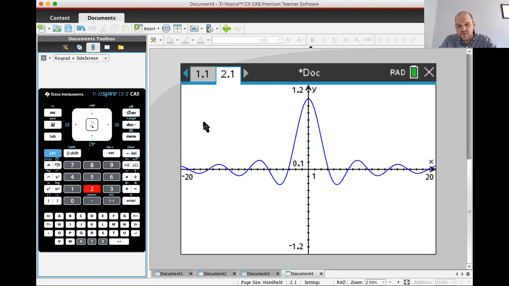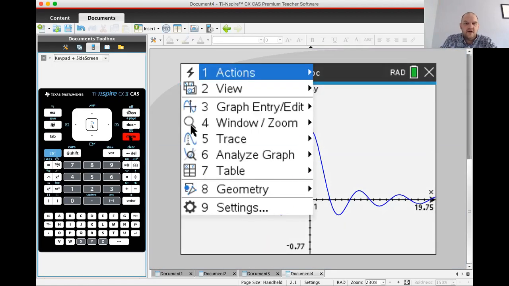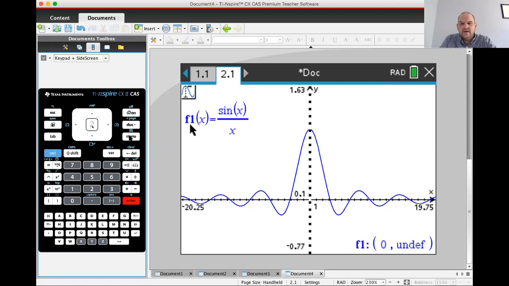But the question here is, what is this limit? You can see it's definitely just going to be 1. But I'm going to trace. So menu 5, enter. Look at that. At 0, it's undefined. Well, what about at 0.01? At 0.01, it's super close to 1. 0.001. It claims to be 1. It is not 1, but it is so close to 1 that the calculator has to round, has no choice.